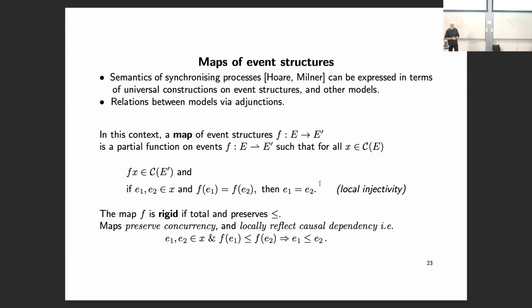Okay. All right, so I was in the business of showing that, if you imagine, what do I say? I do actually say it here. You do have that you locally reflect causal dependency, this thing here, and I'll just show that. I'll try and stick with that. So you have E1, E2 in a configuration X, and they go to a situation where you imagine you go to F(E1) and F(E2), which are causally related.